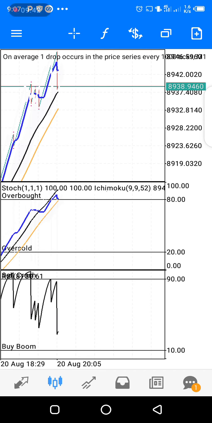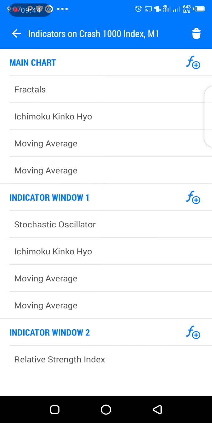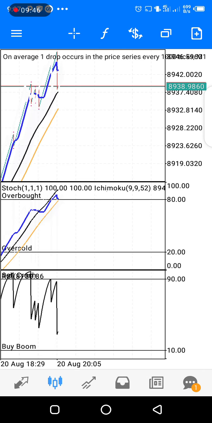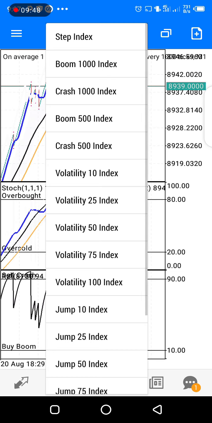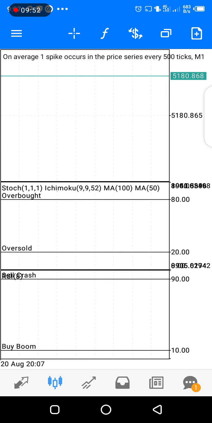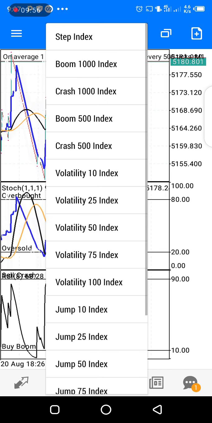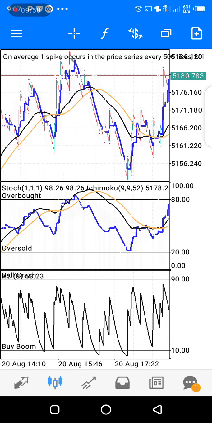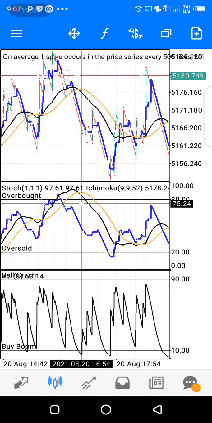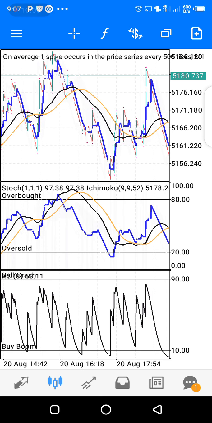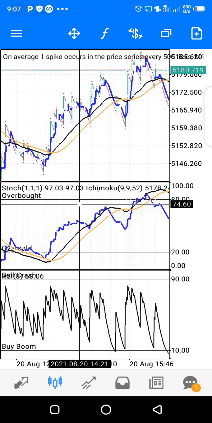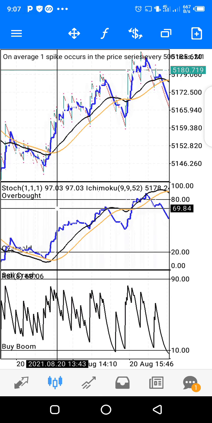Okay, so now let's see how this indicator also works for the volatility indices. What I just explained now is the same for Boom 500 and Crash 500. It's the same explanation. See what happened here? You see, so that's it. That's how it works.